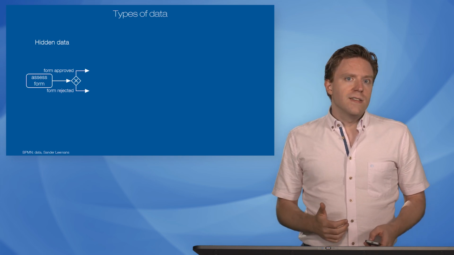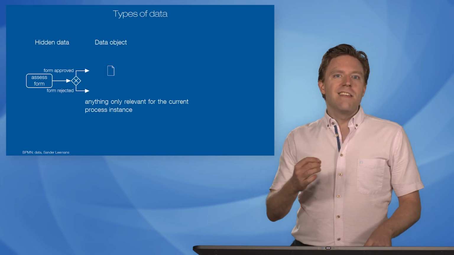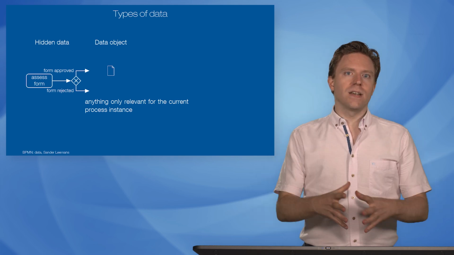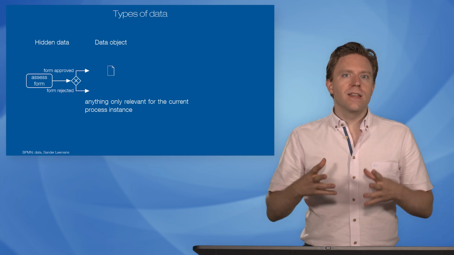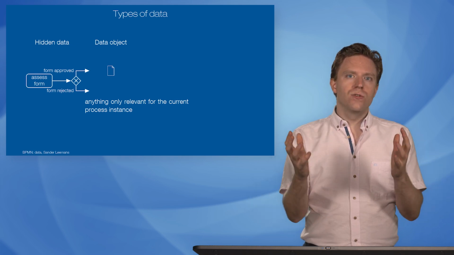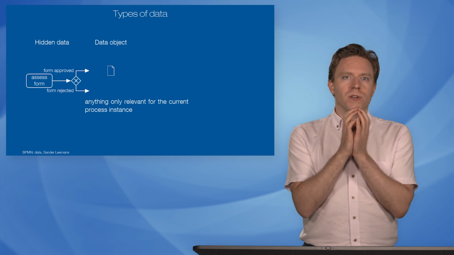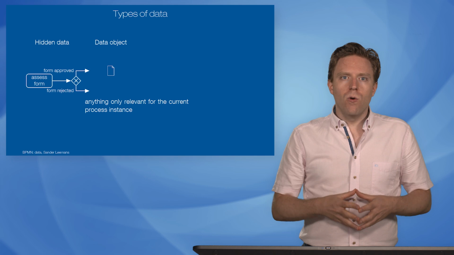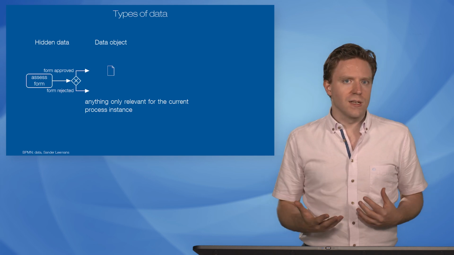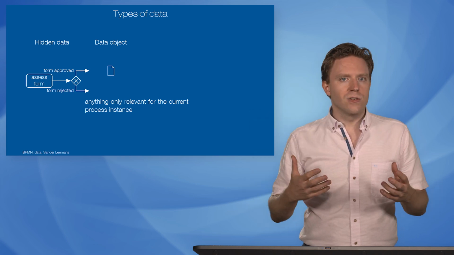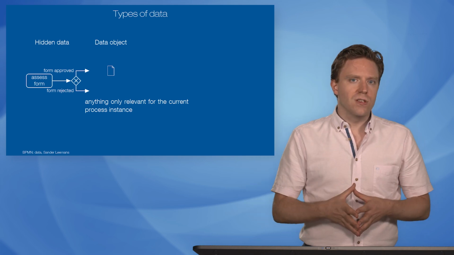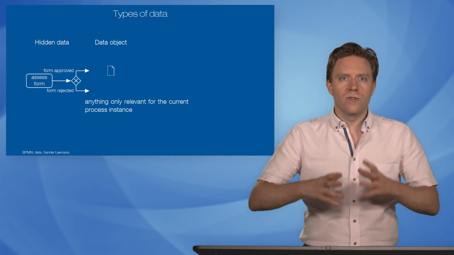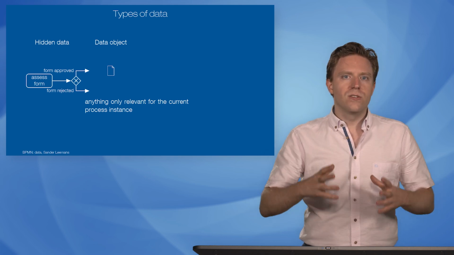Another type of data comes in two flavors. The data object. A data object models any type of data that is relevant to the current scope of the current process instance. So this is data that belongs to the current thing that we are processing and not to anything else. So it doesn't get kept afterwards. It doesn't interact with anything. It's just local, so very local. So process instance only.